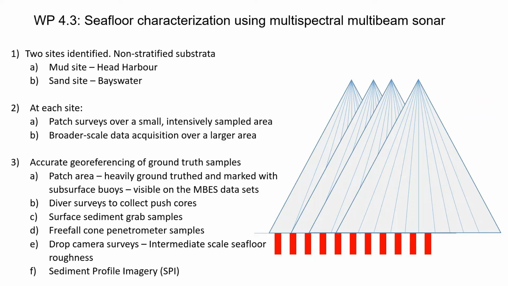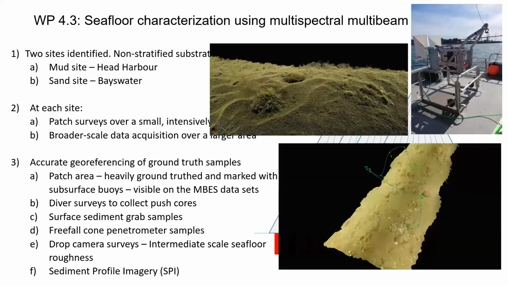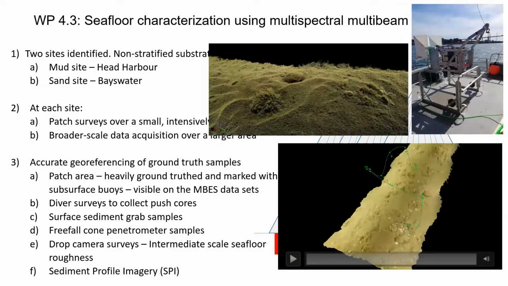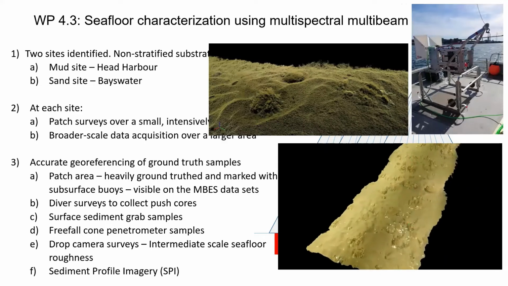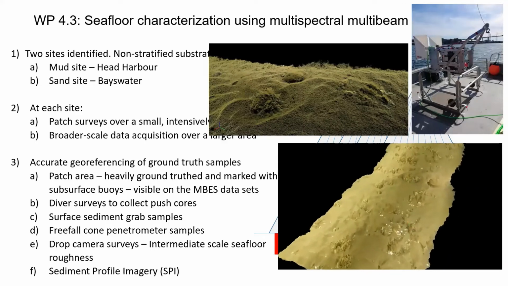So diver surveys, we collected push cores into the sediments. We know exactly where they are, we brought them back. We did sediment surface graph samples. We've been using a free-fall cone penetrometer to measure some of the properties of the sites as well. And then we've been using a drop camera system, which my group has developed in-house. One of the things we want to try and do here is measure some of those variables that are really hard to capture, like intermediate scale roughness.